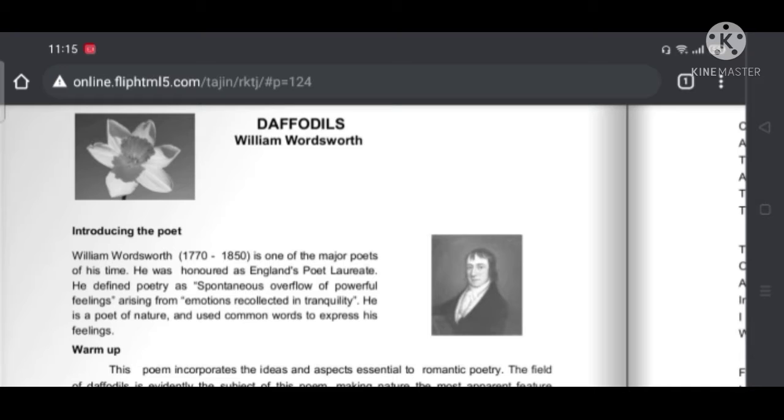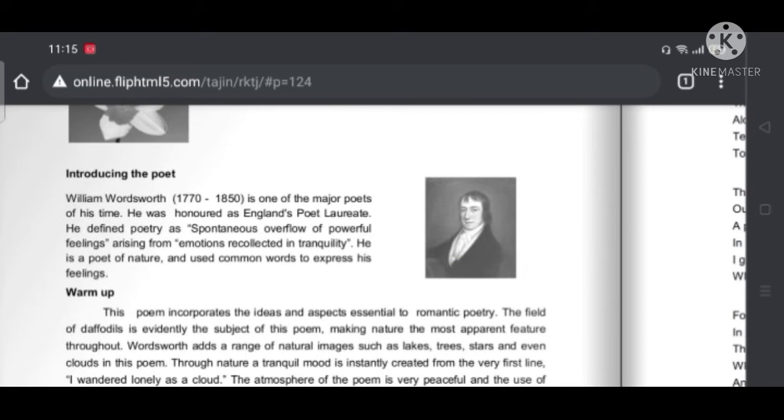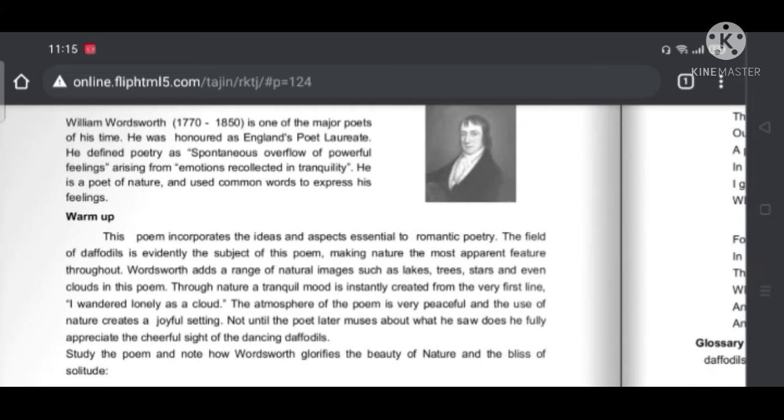He is a very fun loving guy who is thinking about his past, and then he becomes happy. William Wordsworth has been honored as England's poet laureate. It's a great award, a reward that is there in London. So he has been rewarded as England's poet laureate. Let's get warmed up a little bit in this particular poem.